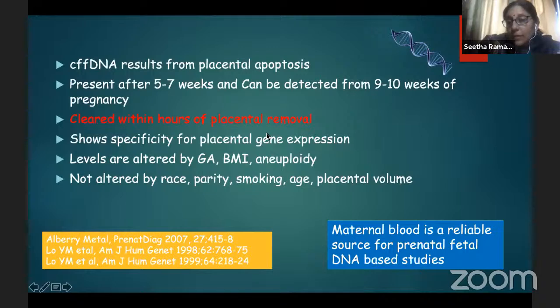So once the mother delivers, this cell-free fetal DNA is out of her circulation, and then there is no remnant of that left. So every time she has a new pregnancy, the new cell-free fetal DNA will be found. And this shows specificity for placental gene expression and is not altered by race or parity. So it's a very reliable source of prenatal fetal DNA-based studies, and obviously it's non-invasive.